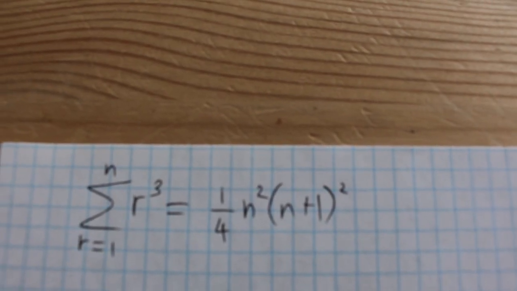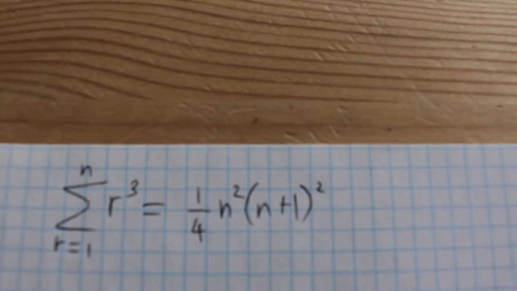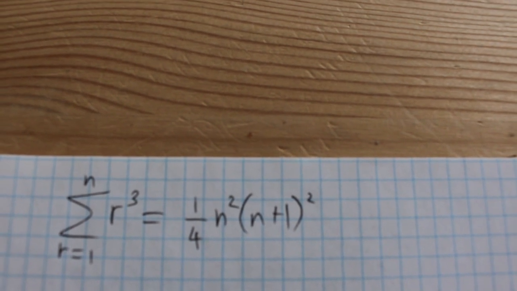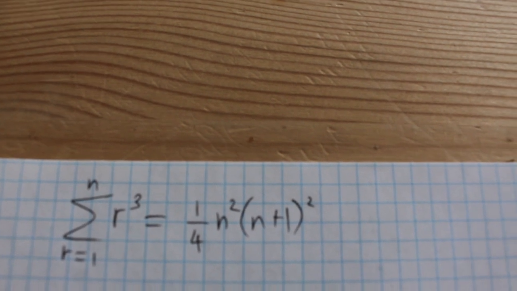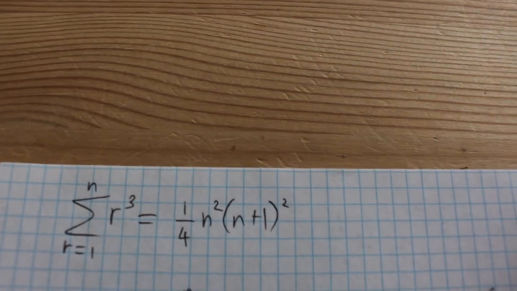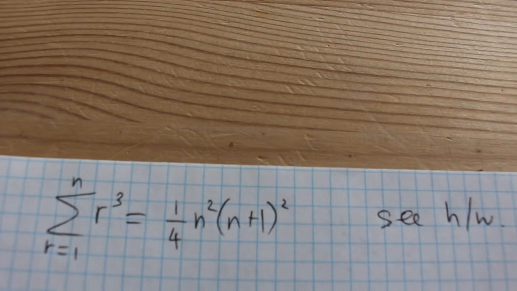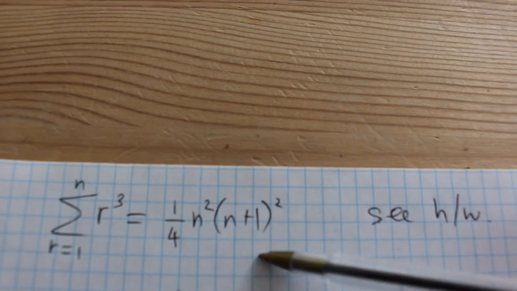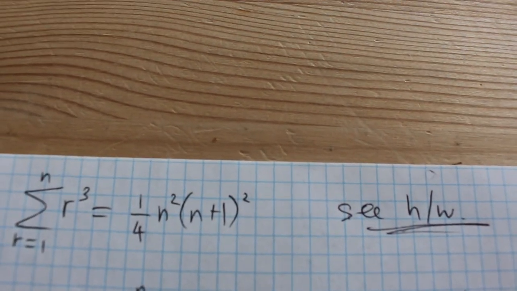Okay, so we're now on to the sum of cubes. If we sum from r equals 1 to n of r cubed, we get a quarter n squared times n plus 1 all squared. Again, there are a lot of different proofs of this. The proofs of this are very similar to the proofs of the sum of r squared. So again, see the homework for the proofs. We will learn later, when we do induction, the standard way of proving this, but there are many other ways which will be part of your homework.